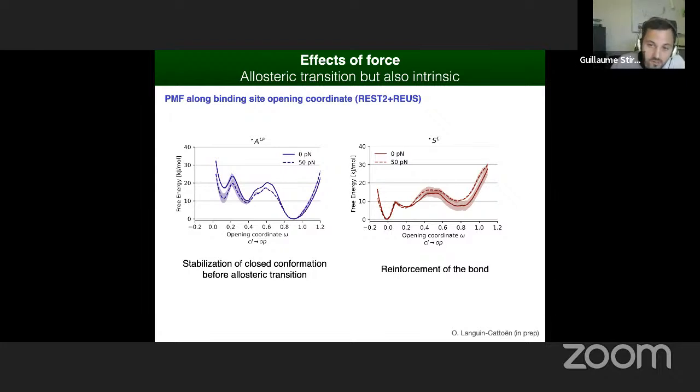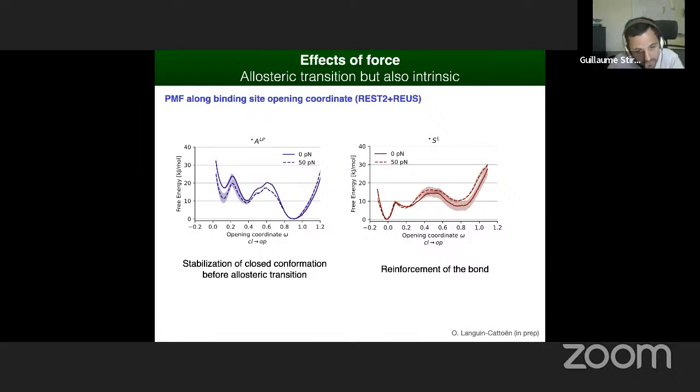And the S1, which is on the right-hand side, you see that you have a similar effect, and that force is even more reinforcing the closed conformation. So it makes this strong binder even stronger by closing even more the act. I mean, having a higher population in this closed conformation, which reinforces the interaction with the partner.